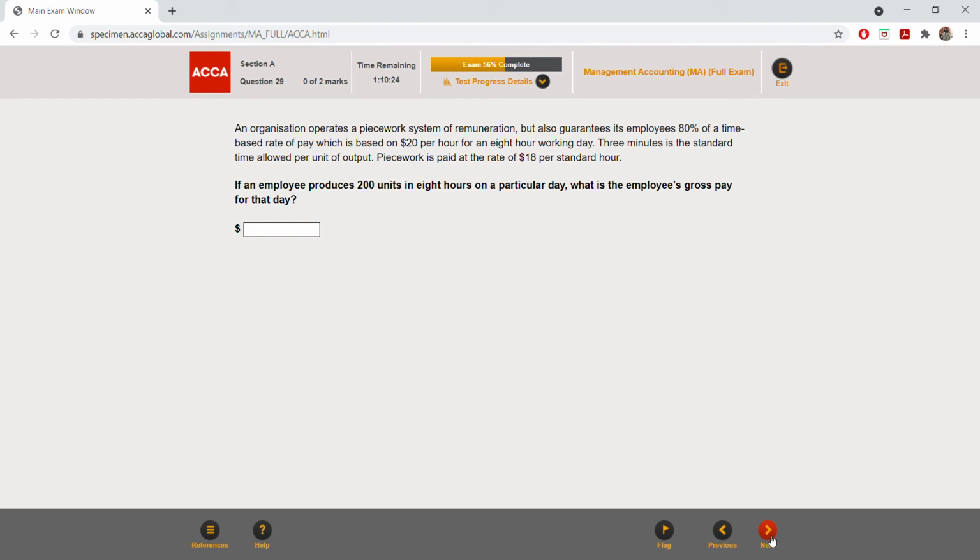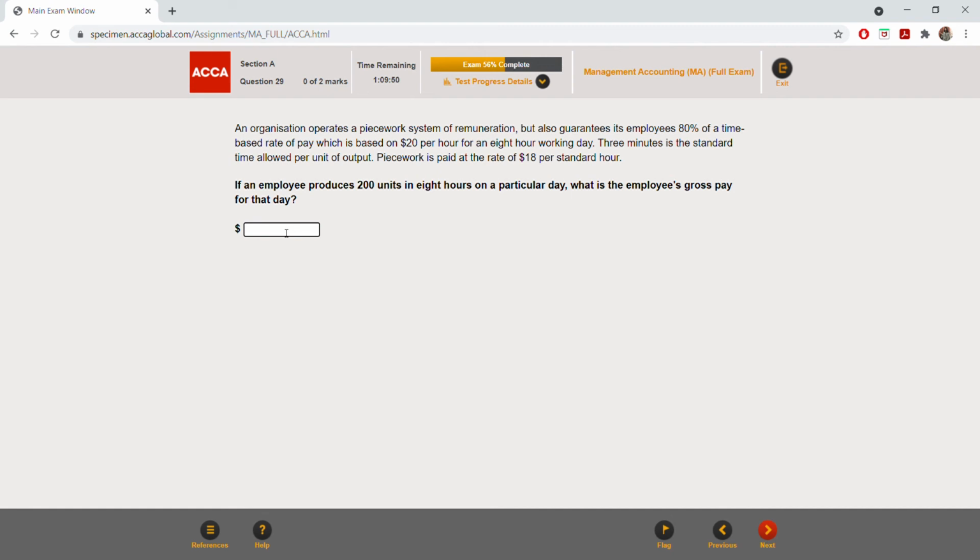Okay, an organization operates a piecework system of remuneration but also guarantees its employees 80% of a time-based rate of pay, which is based on 20 per hour for an 8-hour working day. 3 minutes is the standard time allowed per unit of output. Piecework is paid at the rate of 18 per standard hour. If an employee produces 200 units in 8 hours on a particular day, what is the employee's gross pay for that day? This type of question could be a little complicated if you don't have a calculator and paper in front of you to do the workings. Okay, a lot of calculations are there.